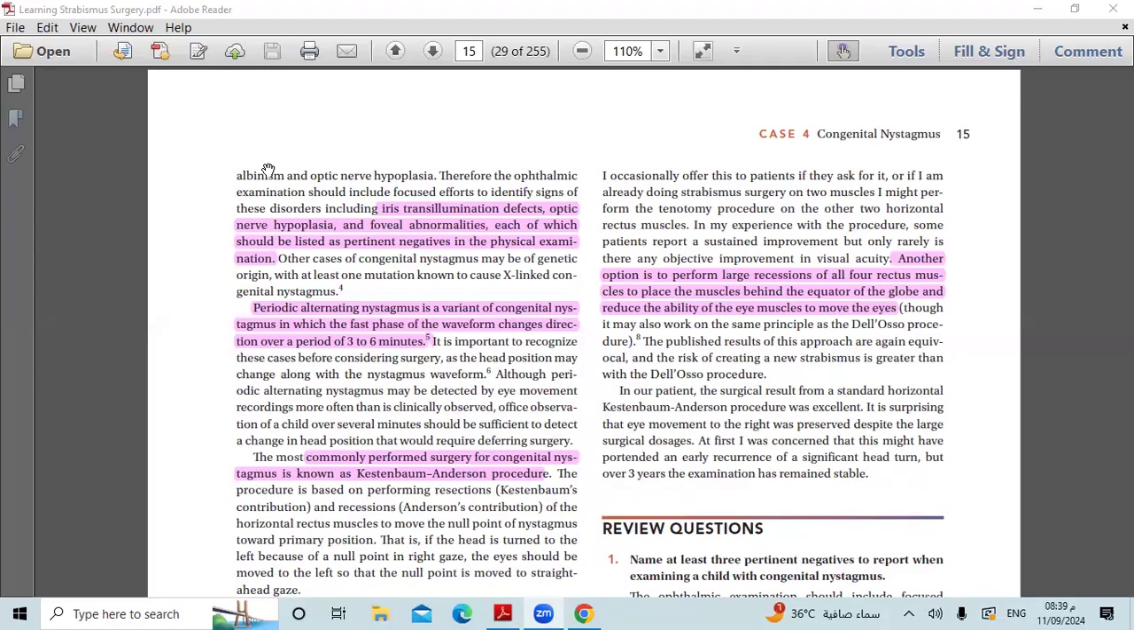Okay, I don't know about this high number of recessions where he will move the muscle behind the equator. When you have a large recession on the medial rectus and lateral rectus in the same eye, the palpebral fissure will be very narrow after the surgery because of the new insertion of the muscle.